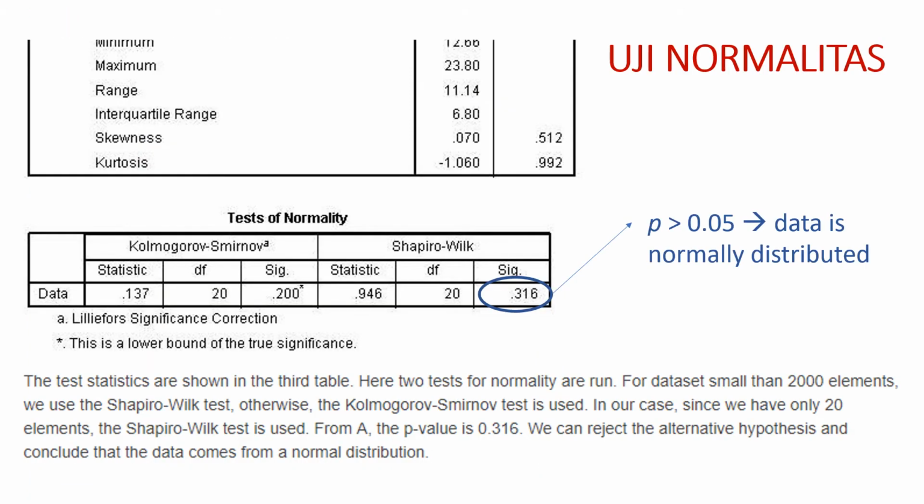Okay, so here you can see the test of normality. If the Kolmogorov-Smirnov or Shapiro-Wilk test shows that the significance level is greater than 0.05, then the data is normally distributed. Basically, if it's not significant in both of these tests, then it means that your data is normally distributed. So that's great.